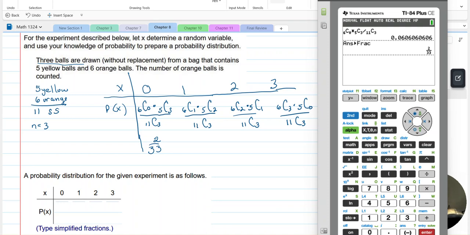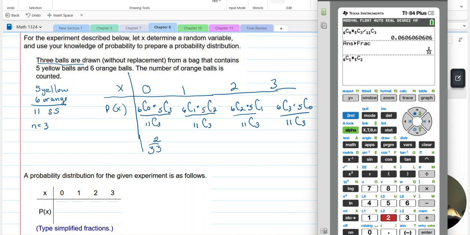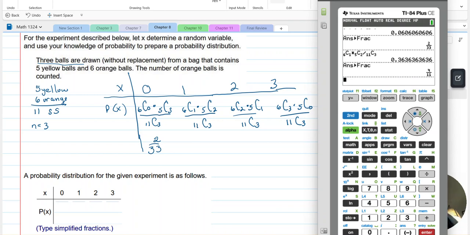So I'm going to do the next one. I'm going to use a second entry. 6, math, PRB, number 3, and I'm choosing 1, side arrow, times 5, math, PRB, choose 3, and I did 1, so that one's going to be a 2, side arrow, and division of 11, math, PRB, number 3, 3. This time I entered without a fault, and I get that. Then math, frac, and enter. The probability for 1 is 4/11.